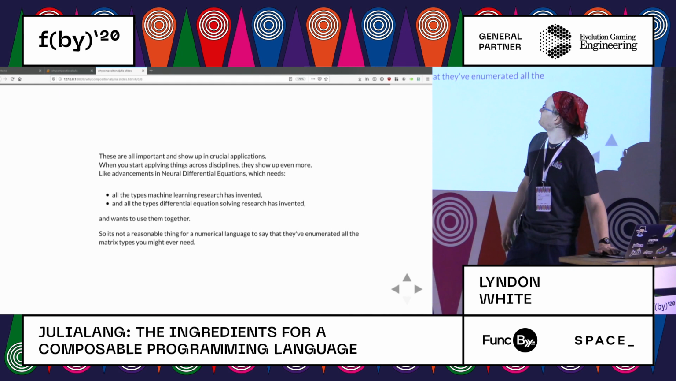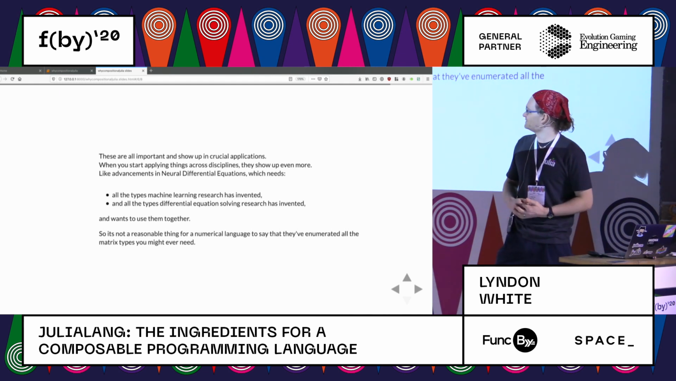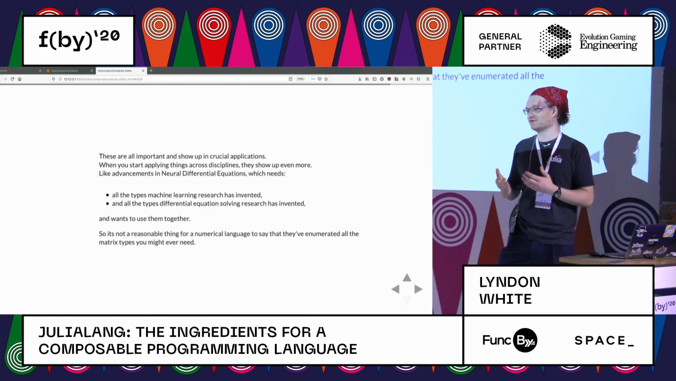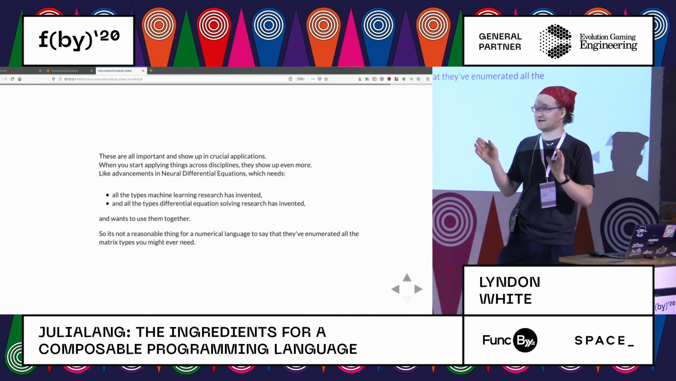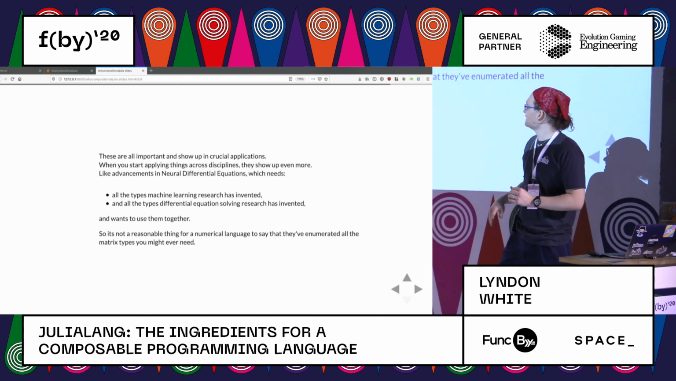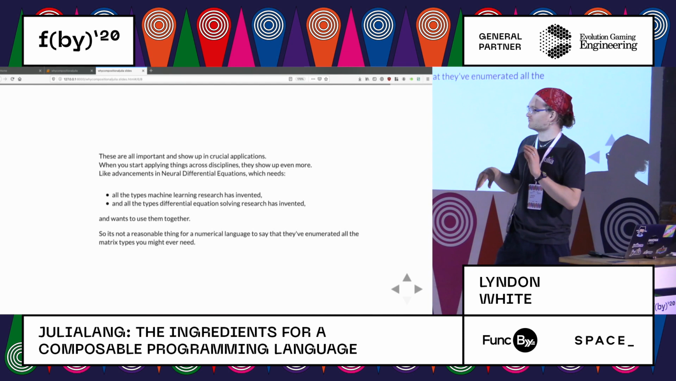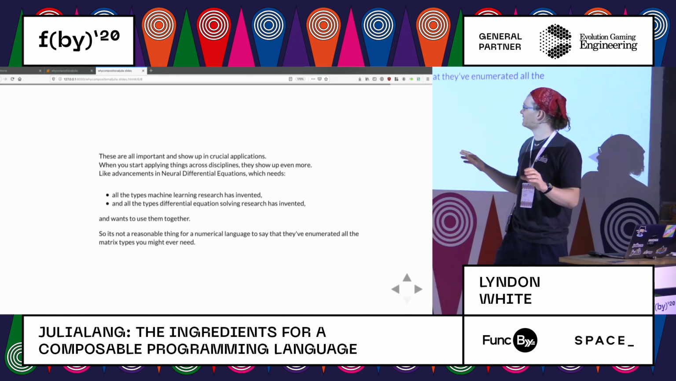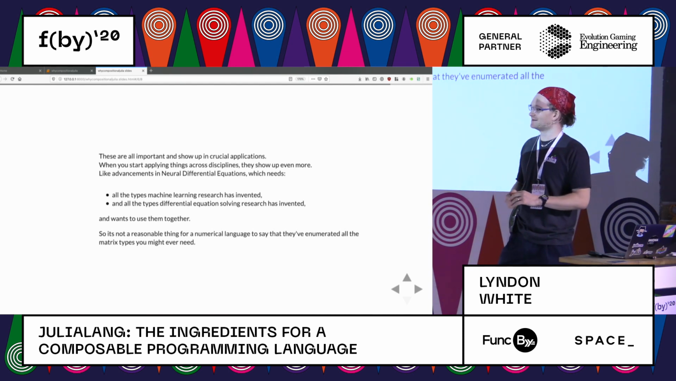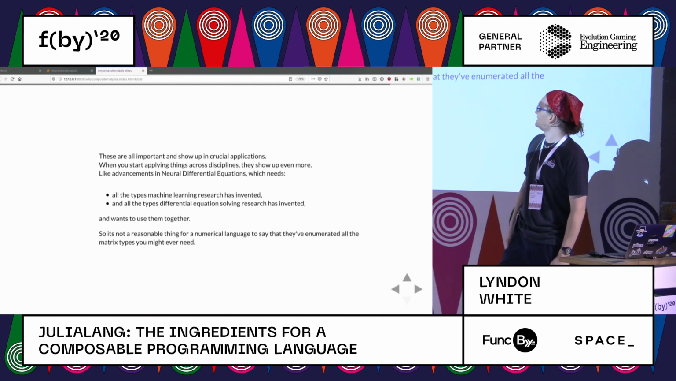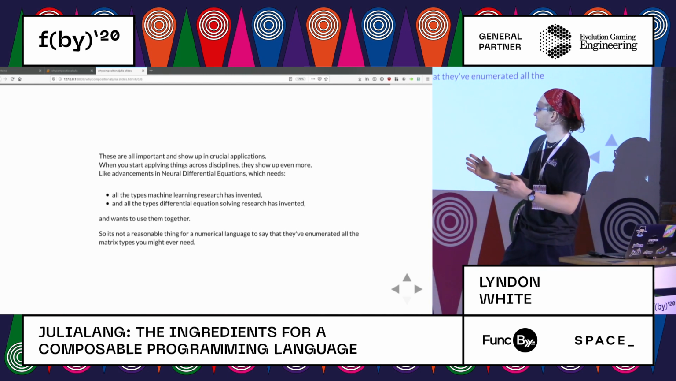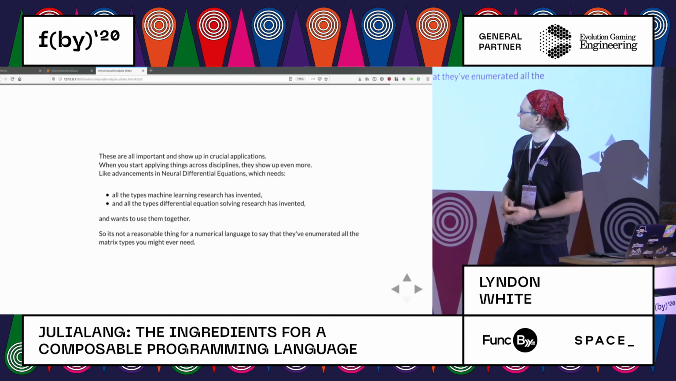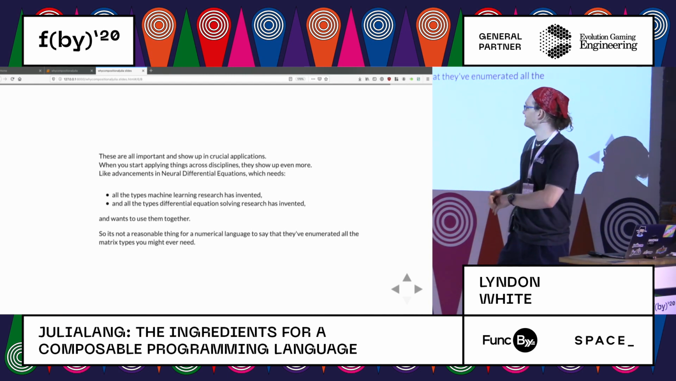So a particular example I've mentioned before, these neural differential equations. Machine learning research has been going on and off for about 20, 30 years, depending where you want to cut it. It has invented all these great types, great ideas. Solving differential equations has been going on for, I think, centuries. They've been working out how to do this since before we had computers, and the earliest computers have been building systems for solving these. So we need all these types, and we need them all to work together.